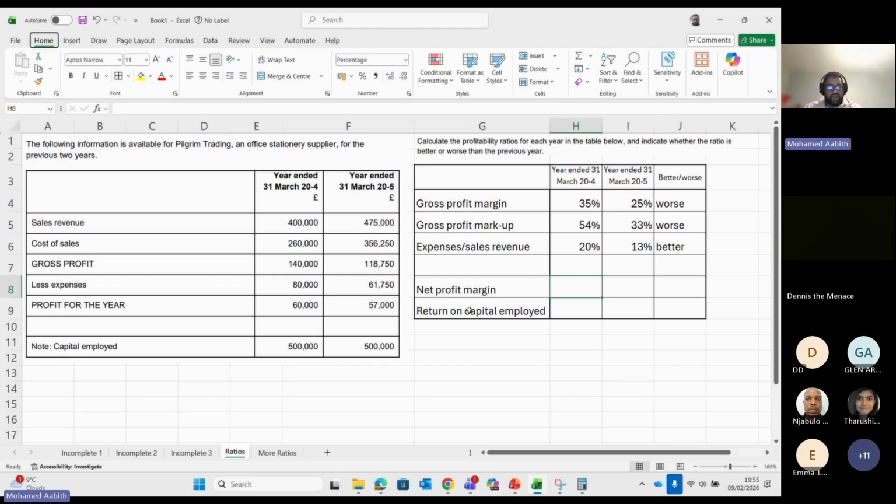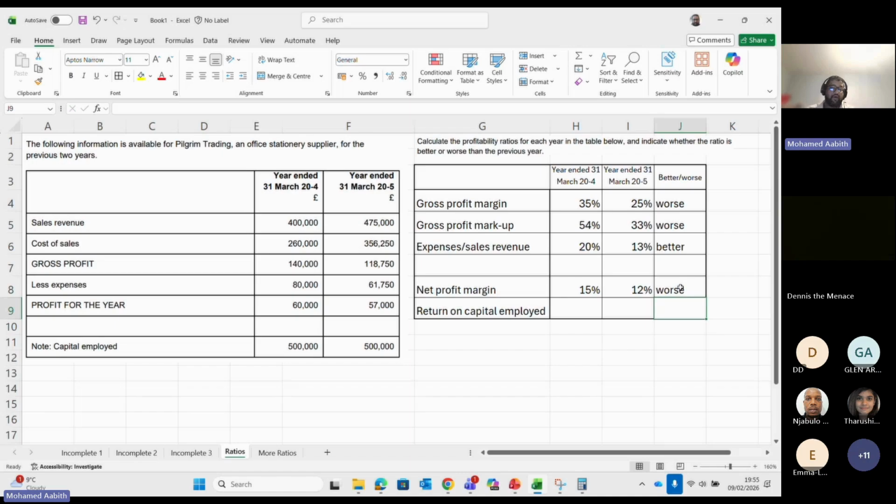Net profit margin is going to be equal to the net profit of £60,000 divided by sales revenue of £400,000. I have a 15% net profit margin there. On the next scenario, I have £57,000 divided by £475,000. So what is happening here? I have a 12% net profit margin. What happened to that again? It got worse. It got worse because I have received less profit compared to the previous year.